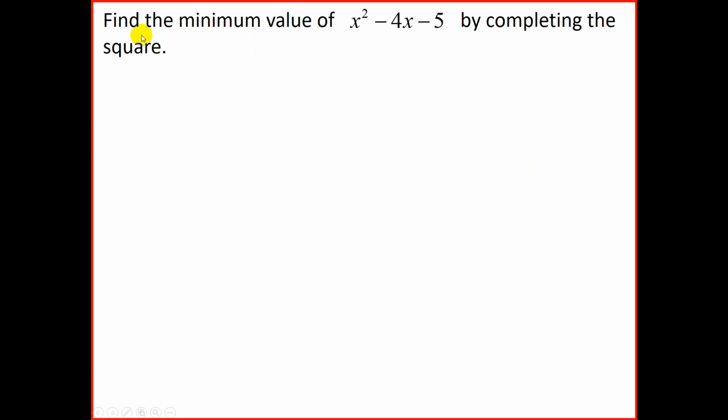Hi, in this video we're going to be looking at completing the square. The question reads, find the minimum value of x squared minus 4x minus 5 by completing the square. The first thing we need to do is make the coefficient of x squared 1. In this case it is already 1, so we don't have to worry about that.